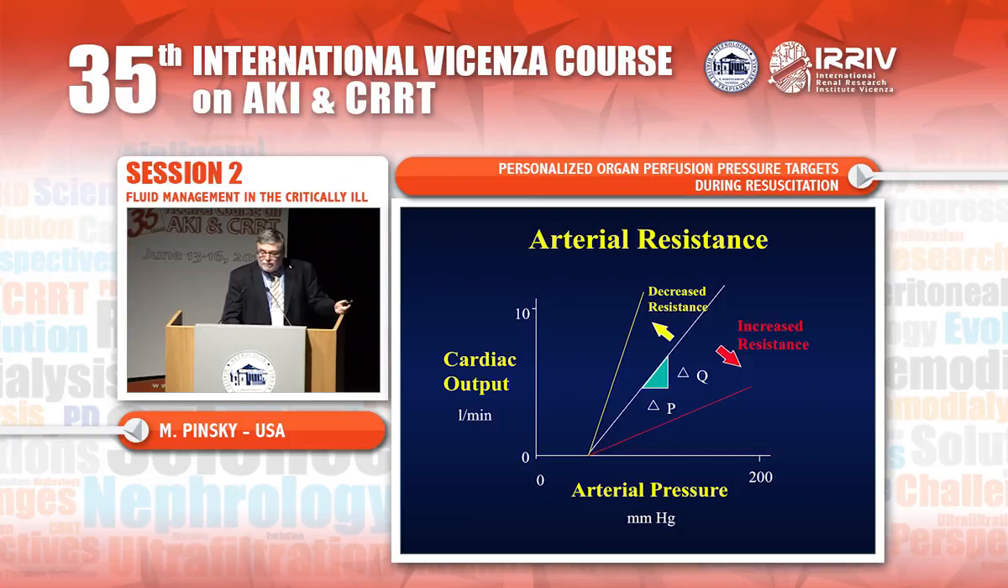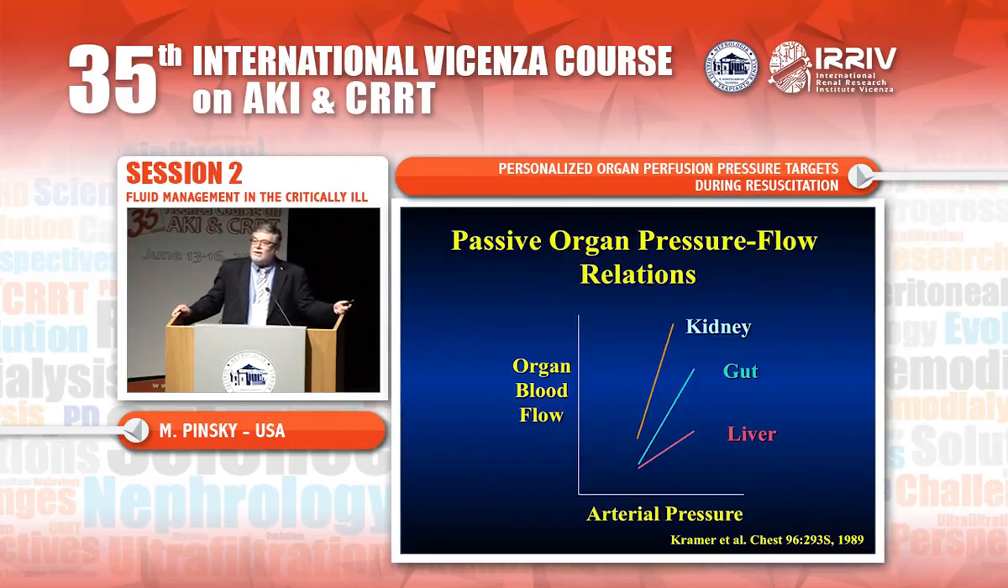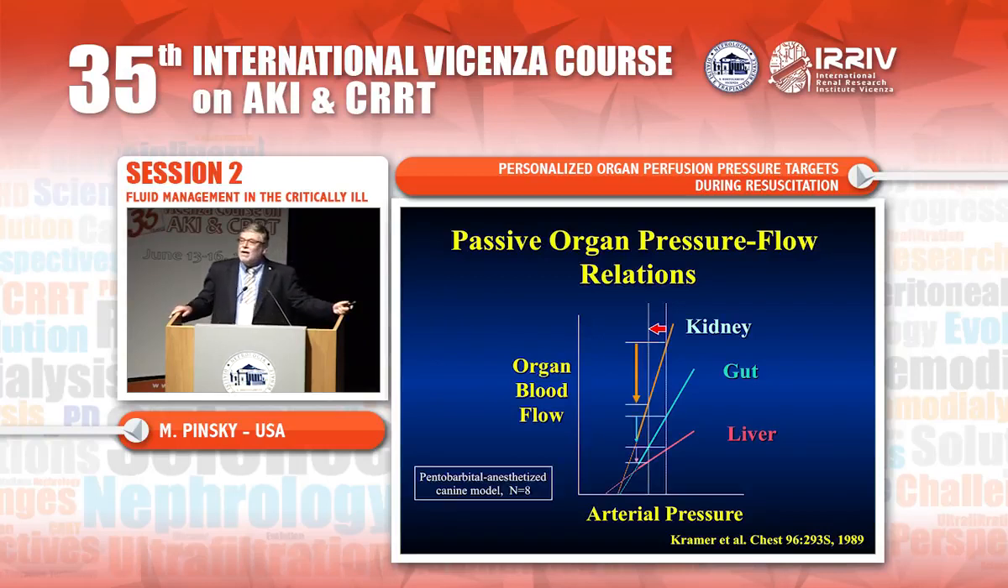Well, David Kramer in our laboratory looked at the instantaneous pressure-flow relationships of the gut, the kidney, and the liver and showed that they were quite different. This is important. They not only were different here, but they had different zero flow intercept points. So watch, if I simply take a given mean arterial pressure and decrease it, what I see happening is a significantly different decrease in organ blood flow dependent upon the pressure-flow relationships.